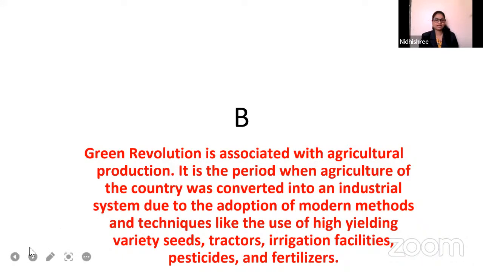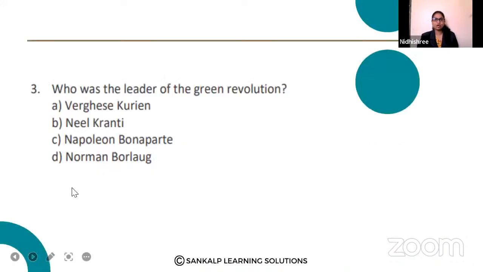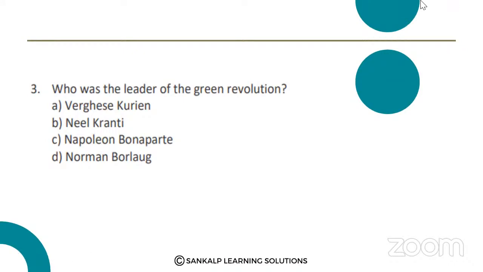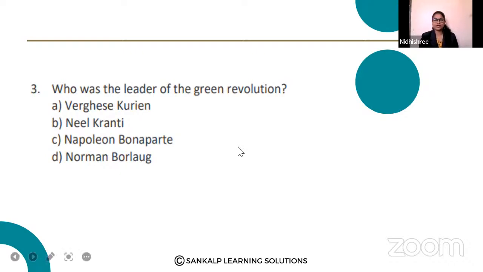So we have a few more questions on the Green Revolution. Let us solve them. Who was the leader of the Green Revolution? Verghese Kurien, Neil Kranti, Napoleon Bonaparte, Norman Borlaug. Option D, Norman Borlaug. Very easy question, eight chat answers: Jyoti, Saujanya, Deepti, Chaitra, Anvita, Saumya, Naral, Parvati. Right. Option D, Norman Borlaug is the right answer. He was the leader of the Green Revolution when we consider it worldwide.